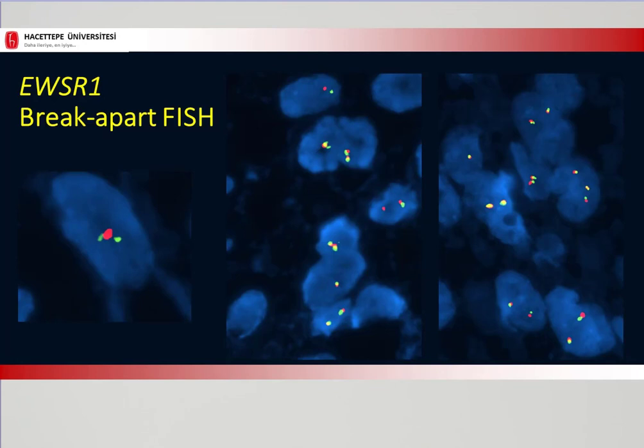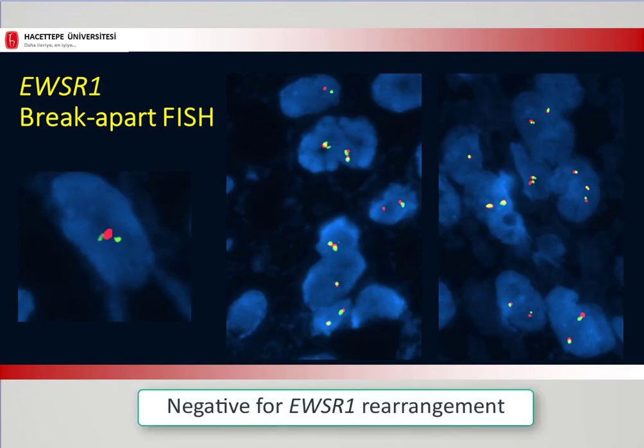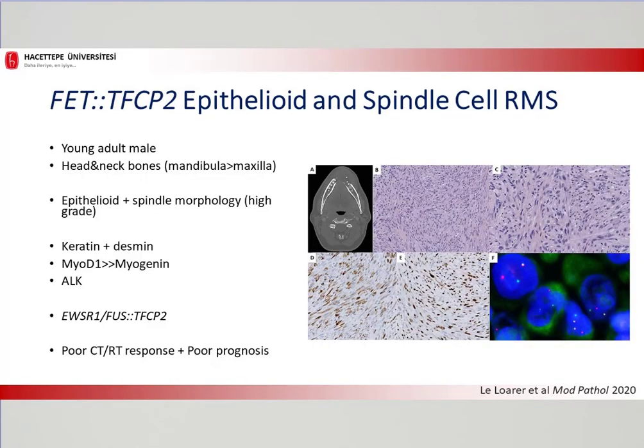And again, a feature of this tumor is EWSR1 or FUS rearrangement, and the partner gene is TFCP2. And in this case, FISH was negative for EWSR1, so we thought that it should be FUS instead of EWSR1 or other FET family of genes like TAF.